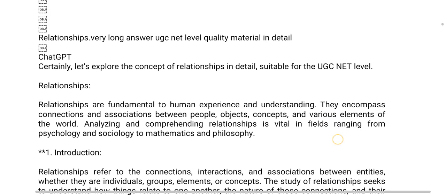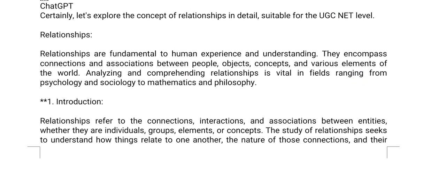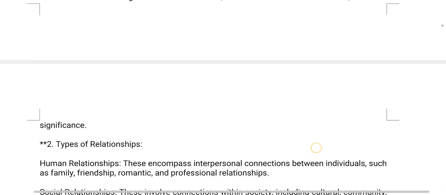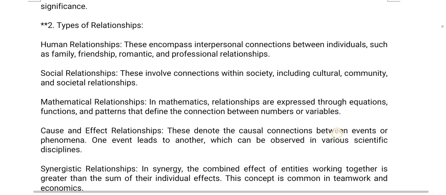Next type, relationships. Relationships are fundamental to human experience and understanding. They encompass connections and associations between people, objects, and concepts and various elements of the world. Analyzing and comprehending relationships is vital in fields ranging from psychology and sociology to mathematics and philosophy. So, relationships refer to the connections, interactions, and associations between entities, whether they are individuals, groups, elements, or concepts. The study of relationships seeks to understand how things relate to one another, the nature of those connections, and their significance.